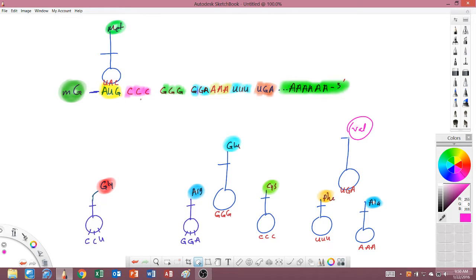The next thing, so this is the first step. The second thing is the small subunit of ribosomes. The small subunit of the ribosome will now come and attach. So AUG binds first. The tRNA binds first.